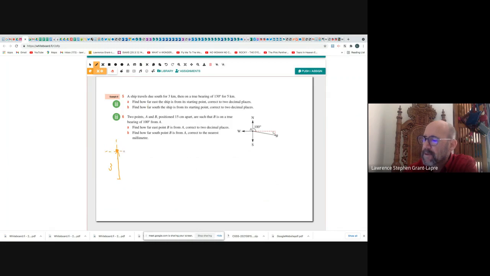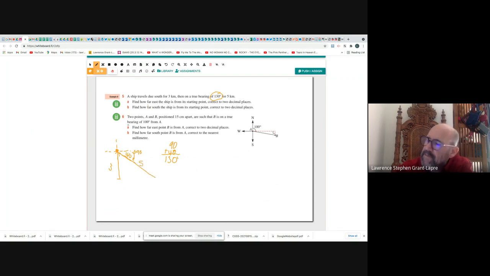turns. This is 090, so it turns and faces this way, so it's 40 degrees more than 90. So 90 degrees plus 40 degrees more than 90 is a bearing of 130 degrees. And it goes for 5 kilometers. So we head out that way for 5 kilometers.